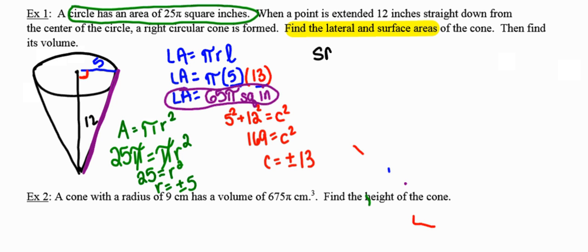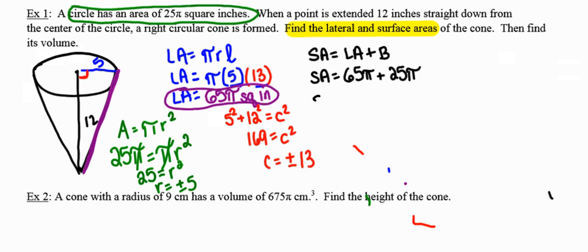Now the surface area, on the other hand, is made up of that lateral area, which we just found, plus the area of the square base. And this is going to be relatively simple to find because we know the lateral area. We know the area of the base. They tell us in the beginning that that circle has an area of 25 pi square units. So when I combine the 65 pi plus the 25 pi, we find that the total surface area is 90 pi, either square inches or inches squared, however you're comfortable with expressing that.